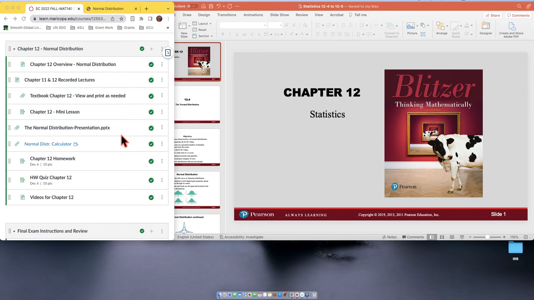With Chapter 12, the normal distribution, which deals with statistics. We're going to focus on using statistics as a consumer, because you might see this if you have children in the future and they're going to school. Sometimes in education they use it to see where you're at.